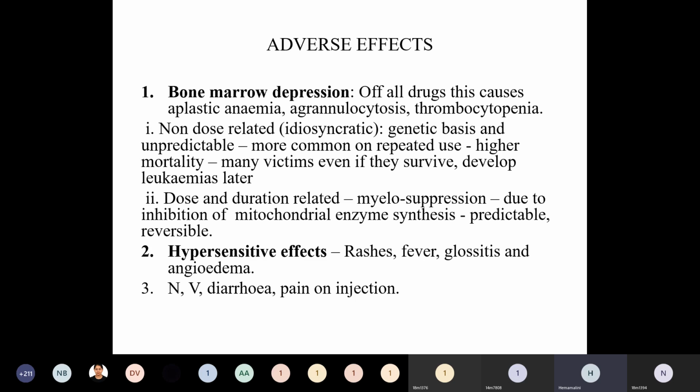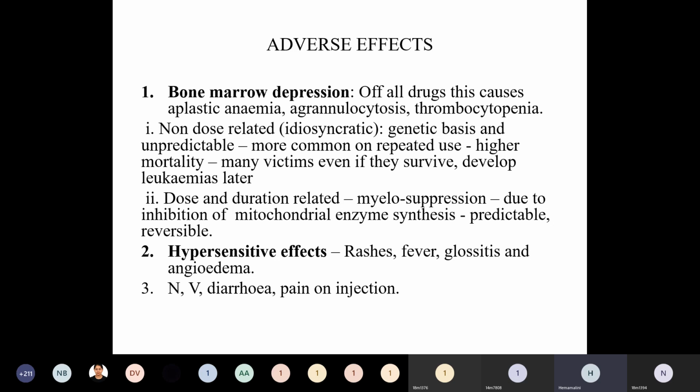Coming to the adverse effects, bone marrow depression, very important. Of all drugs, this drug causes aplastic anemia, agranulocytosis, thrombocytopenia. It's of two types: non-dose related or idiosyncratic. It has a genetic basis and it is unpredictable.